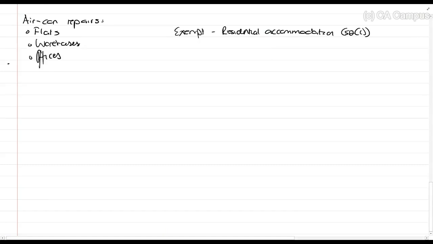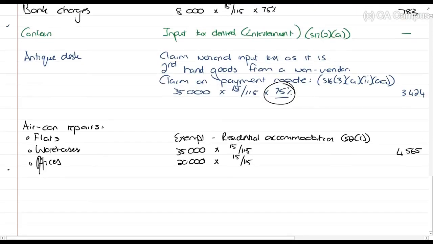The warehouses and the offices, different story. 35,000 and 20,000. Both those amounts you can claim the VAT on. And how much can you claim? You claim 100% because it is 100% for commercial property used. So I hope you can see and that you have not made the mistakes, that you know when to apportion it and when to claim 100%.